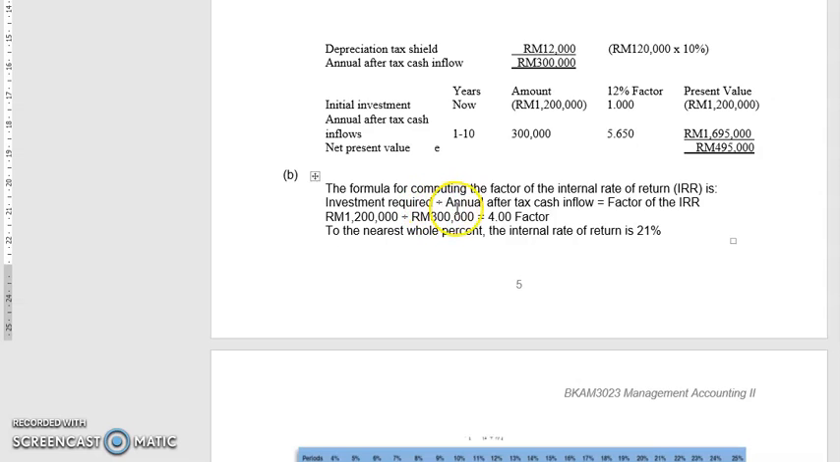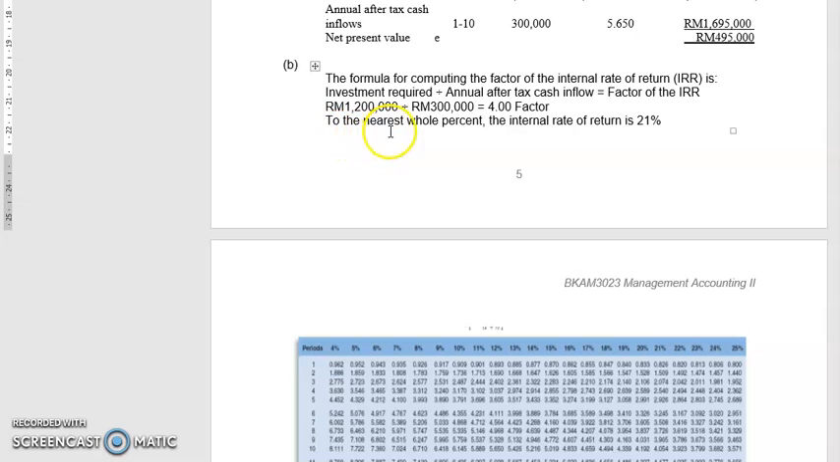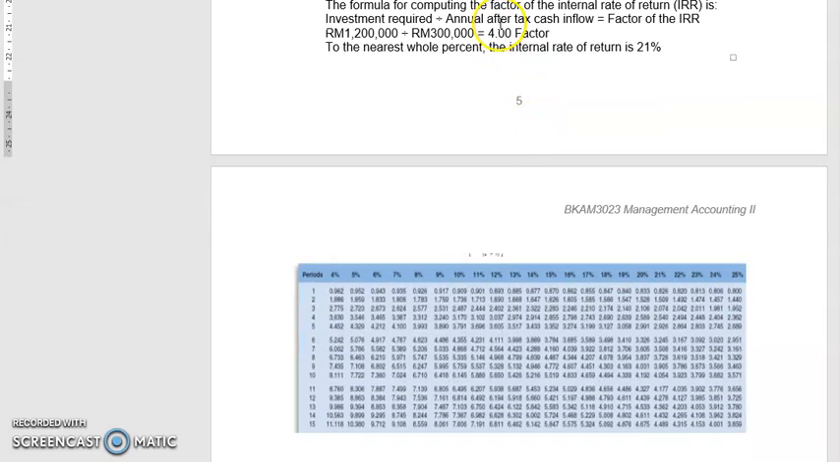So for IRR, the formula for computing the factor of the internal rate of return is investment required divided by annual after-tax cash inflow equal to the factor of IRR. So we put all the numbers and we get 4 factors. If you want the nearest internal rate of return, the answer is 21%. So how do you get it? 4 factors, for 10 years.